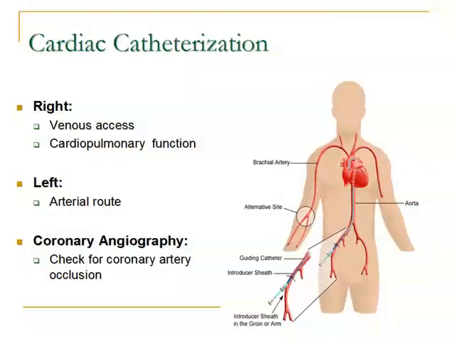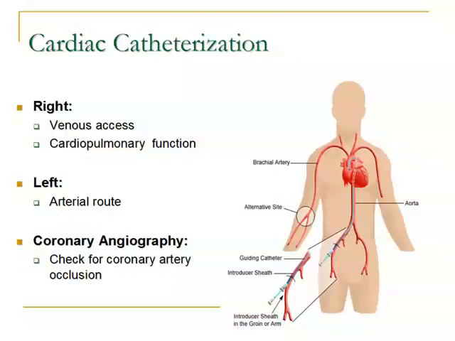So patients typically will have both a right and a left cardiac cath done. They're usually done at the same time. But when they do them, the patients are accessed differently. To do a right cardiac cath, this is actually through a venous route. So they need venous access.